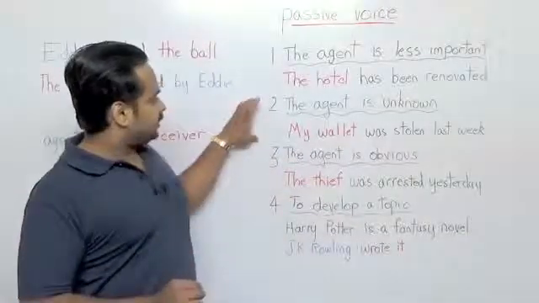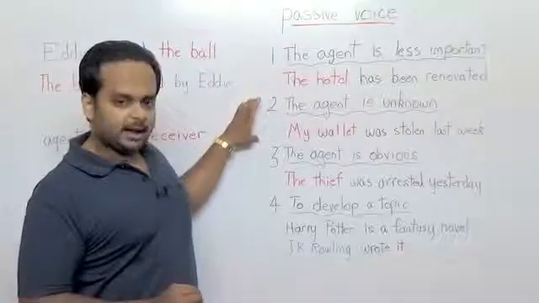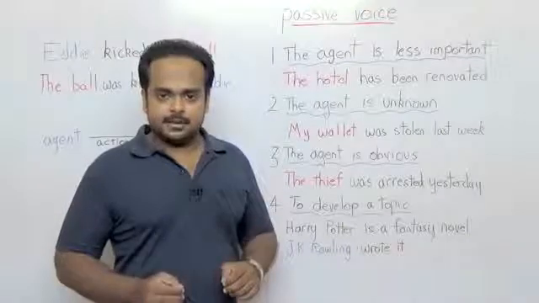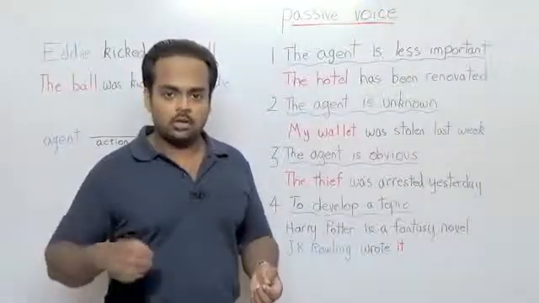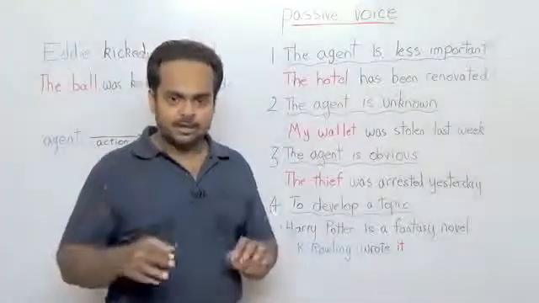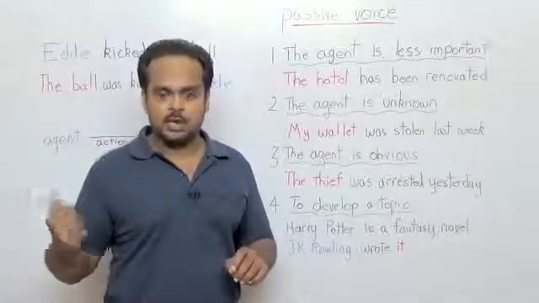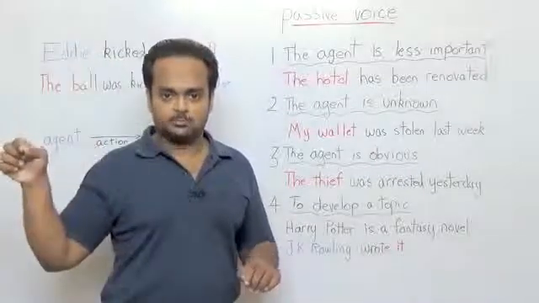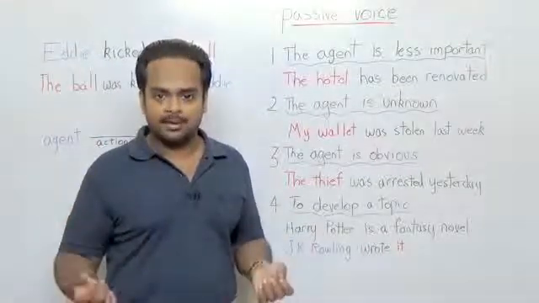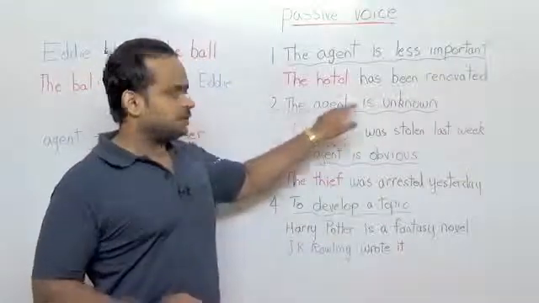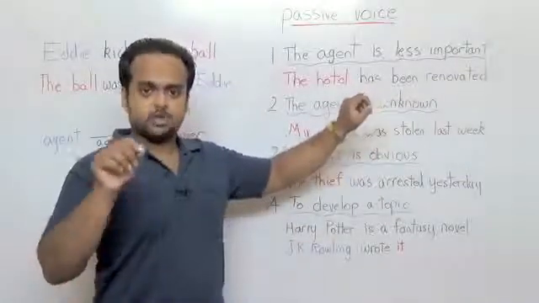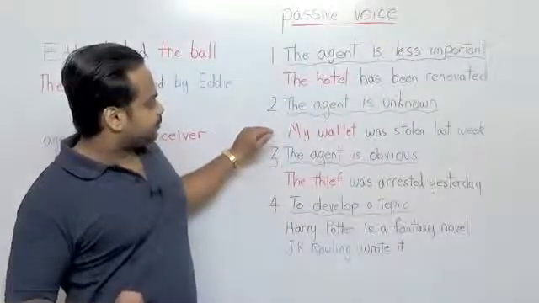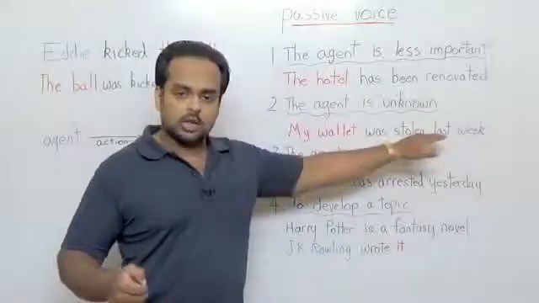All right, the second situation where we use the passive is where the agent is unknown. So let's say that somebody stole my wallet last week. Somebody stole my wallet last week. Now we know that some thief or some pickpocket pinched my wallet, but we don't know who that person is. So we can say that the agent is unknown. That is, the person doing the action is unknown. So we can write that sentence as my wallet was stolen last week.